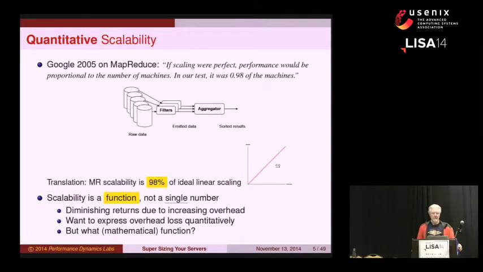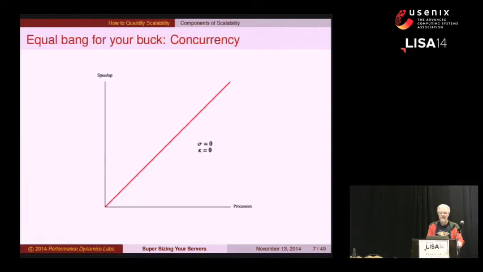So we want to be able to express these overhead and losses in a quantitative fashion. And for that, we need a function. The function, by this I don't mean Java function, I mean mathematical function. And the question then becomes, okay, this is what I need to quantify it, what is that function? And that's the next section.